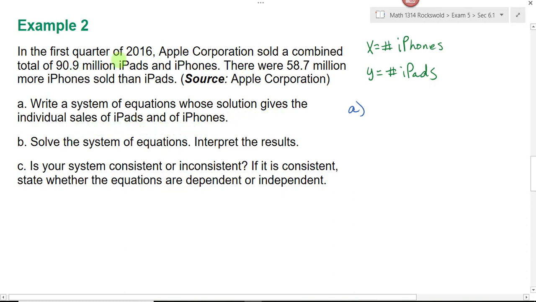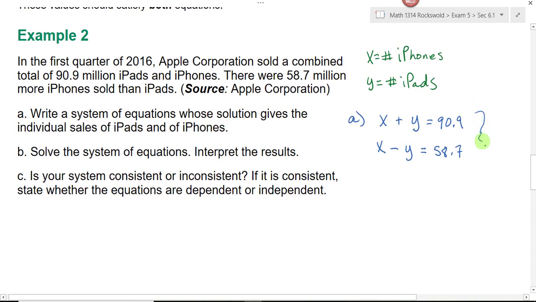So we use the information that we're presented with. First, we're told the total sales was 90.9 million iPads and iPhones. So if I take the number of iPhones plus the number of iPads, we can set that equal to 90.9, and that will give us our answer in millions because this would be measured in millions. Our next equation we can write using this 58.7 million, and we were told that more iPhones were sold than iPads. So if I take the number of iPhones minus the number of iPads, that will give me the 58.7 million. This would be my system of equations that I would want to solve.